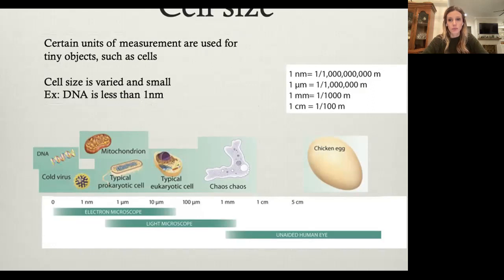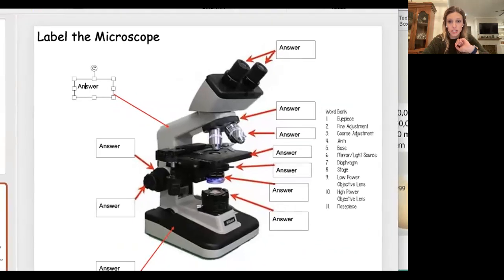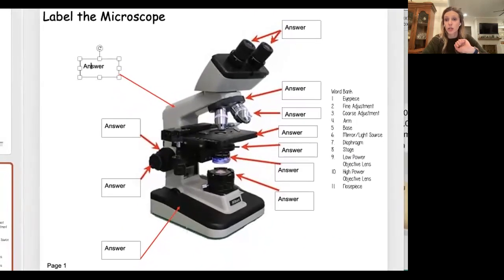Okay, so I am going to now change to my interactive notebook page. Now I'm going to go over these pages with you. It's just page 1 and 2 today. So go ahead and get out your unit 3 notebook while I get out mine. All right, and so we're going to do these together. You have this little word bank over here.